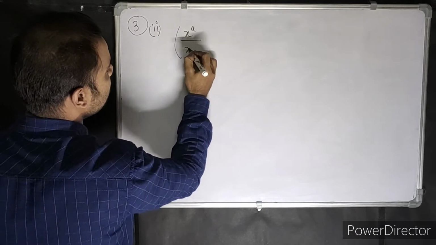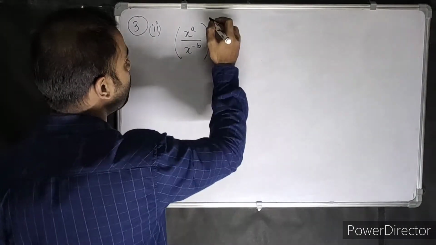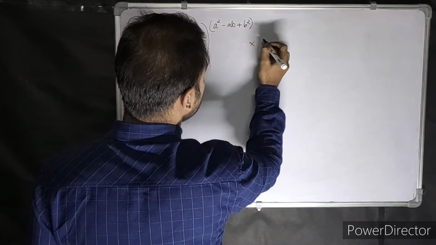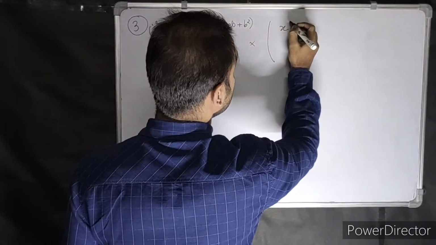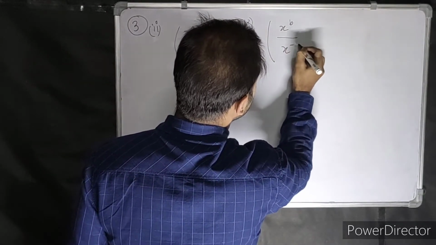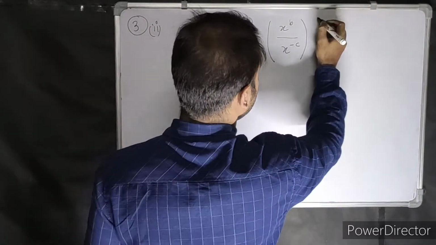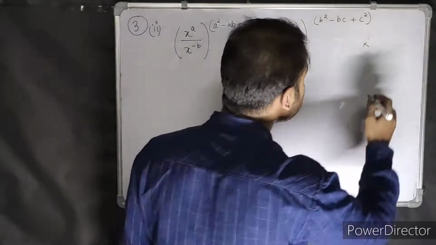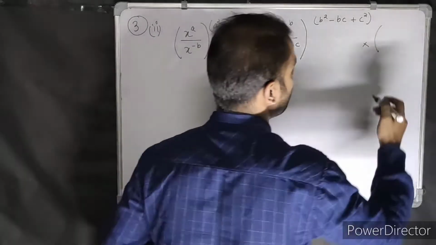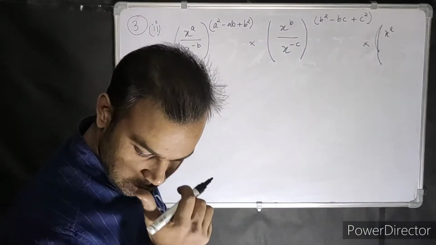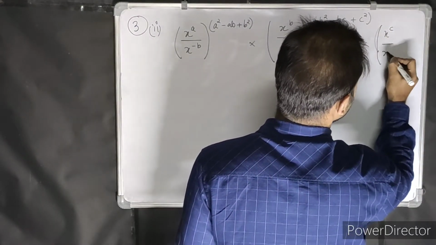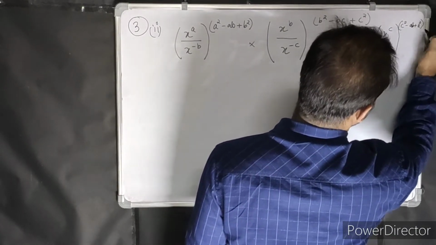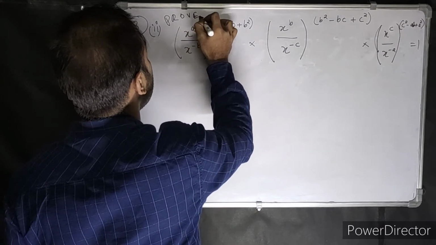It's given as (x to the power a divided by x to the power minus b) whole to the power a square minus ab plus b square, into (x to the power b divided by x to the power minus c) whole to the power b square minus bc plus c square, into (x to the power c divided by x to the power minus a) to the power c square minus ca plus a square. You have to prove this is equal to 1.